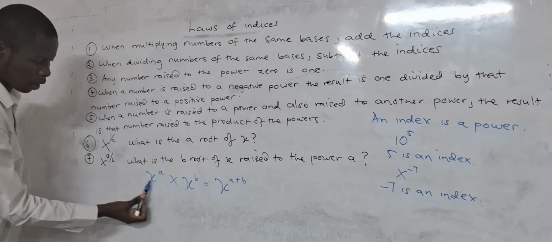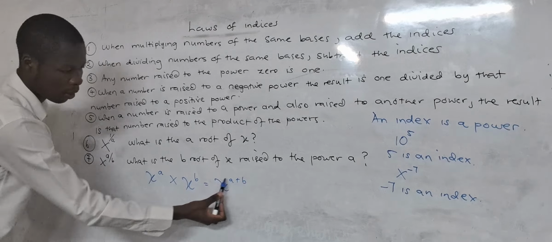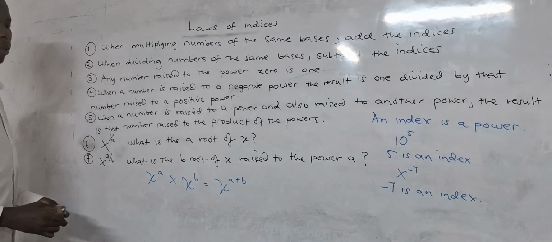Okay, if you check, we are multiplying numbers of the same base. So you add the powers. These are the indices. You add the indices.